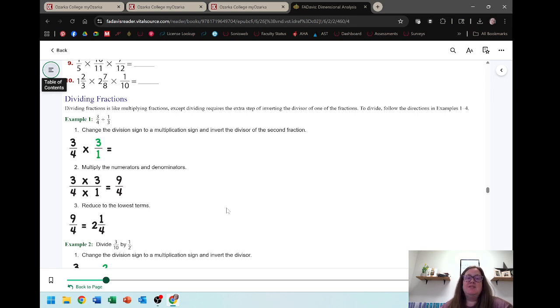So 3/4 times 3/1. So 3 times 3 is 9 over 4 times 1, which is 4. So 9/4 we need to make sure is reduced to lowest terms. The number on top is larger than the bottom, so we know that's an improper fraction and it has to be reduced. So 9 divided by 4 is 2 with 1 remaining. So our final answer is 2 1/4.